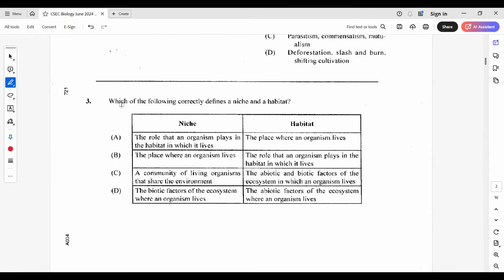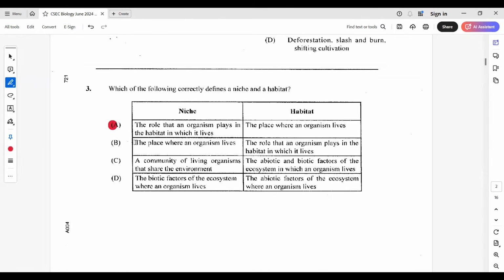Question 3. Which of the following correctly defines a niche and a habitat? The role of an organism, what it does, is the niche, and the habitat is the place where it lives. And that falls into the A for question 3.